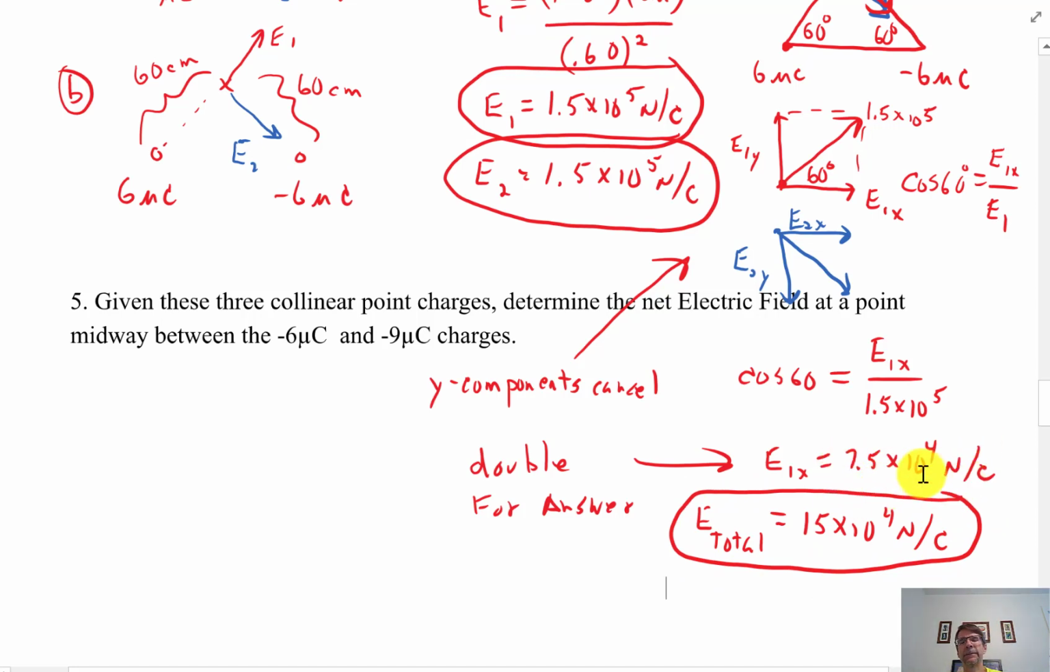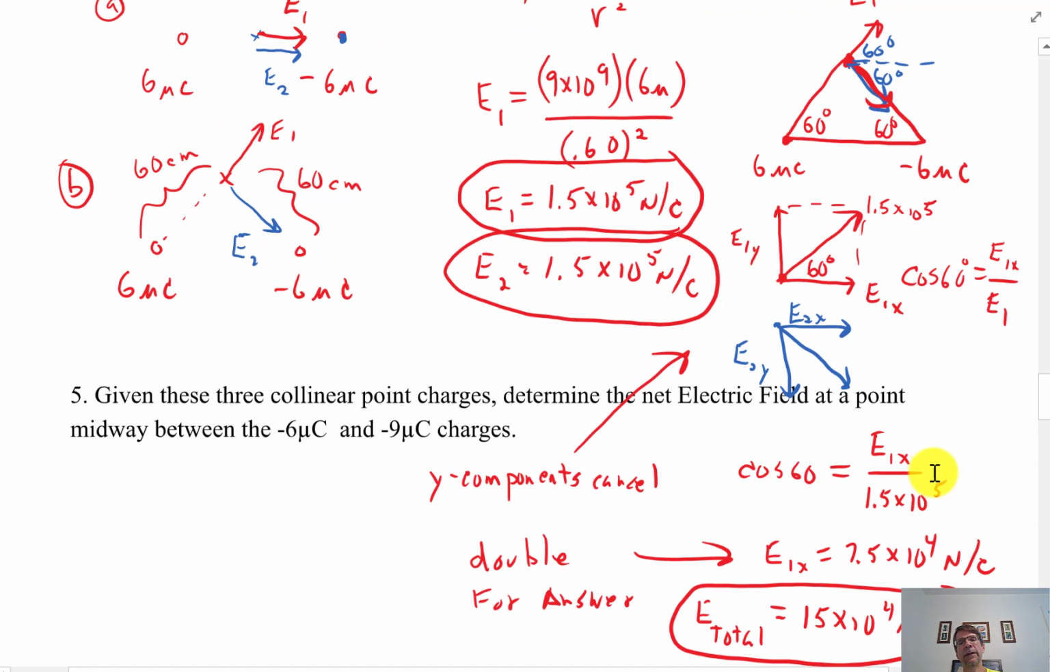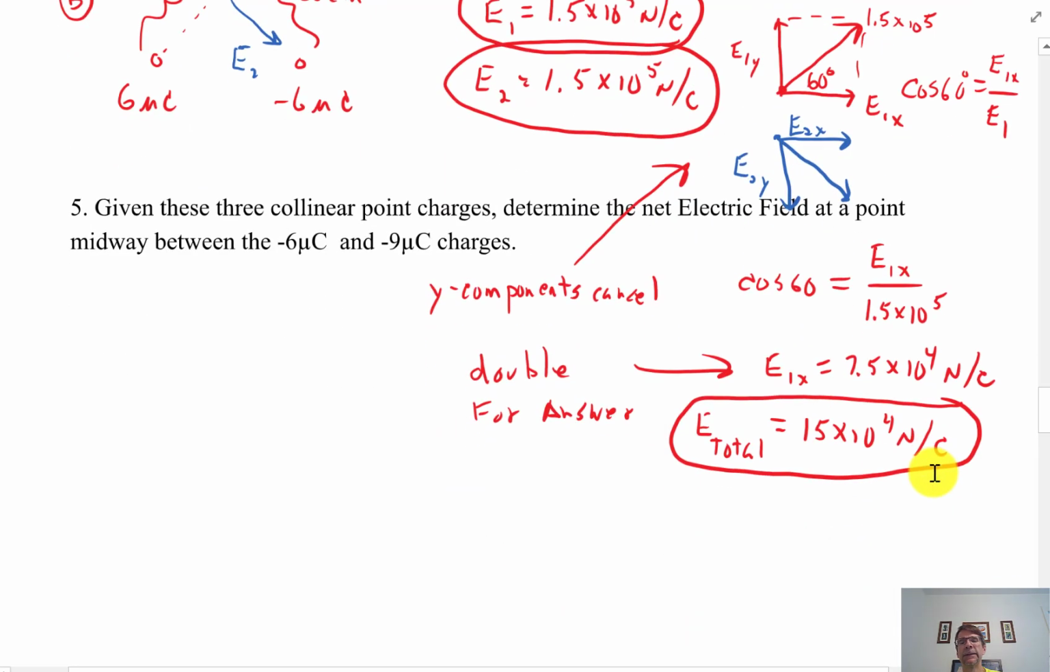It's not completely coincidental that it's the same as E sub 1. It's because of the 60-degree angle. But you could say it's 15 times 10 to the 4th newtons per coulomb, or 1.5 times 10 to the 5th newtons per coulomb. Same answer. Oh, you should say to the right to give you the full picture of that. All right. So I doubled the E sub 1x because both E sub 1 and E sub 2 have the same magnitude. That's how you add those two. When they're lined up like that, you add them up, the other two canceled.